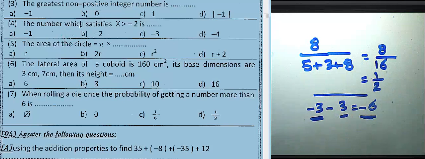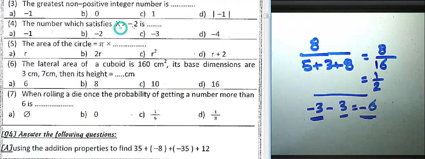Okay, the number which satisfies x greater than -2, where we know -1 satisfies this inequality. -1 is greater than -2. Question number 5. The area of the circle equals pi r power 2, and the circumference of the circle equals 2 pi r. If he asks you about circumference, you must choose letter B, okay? But in this example, we must choose pi r power 2, because the area of the circle equals pi r power 2.